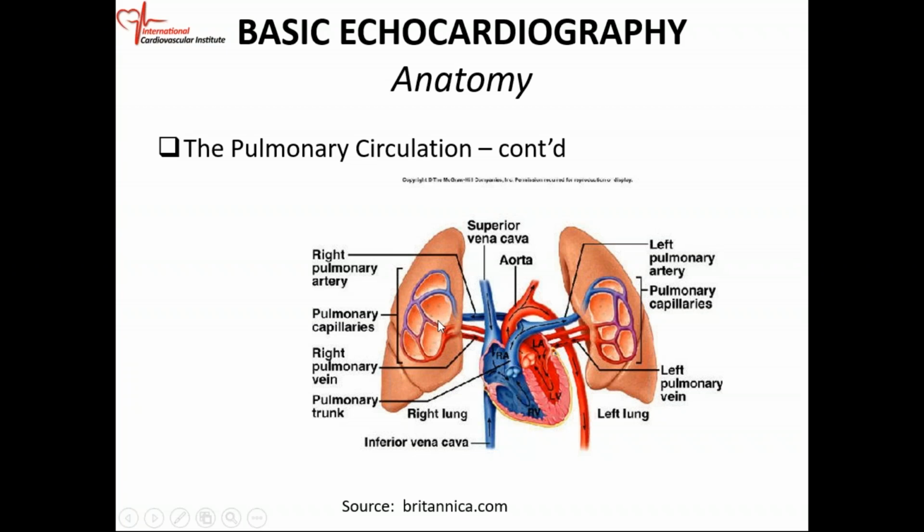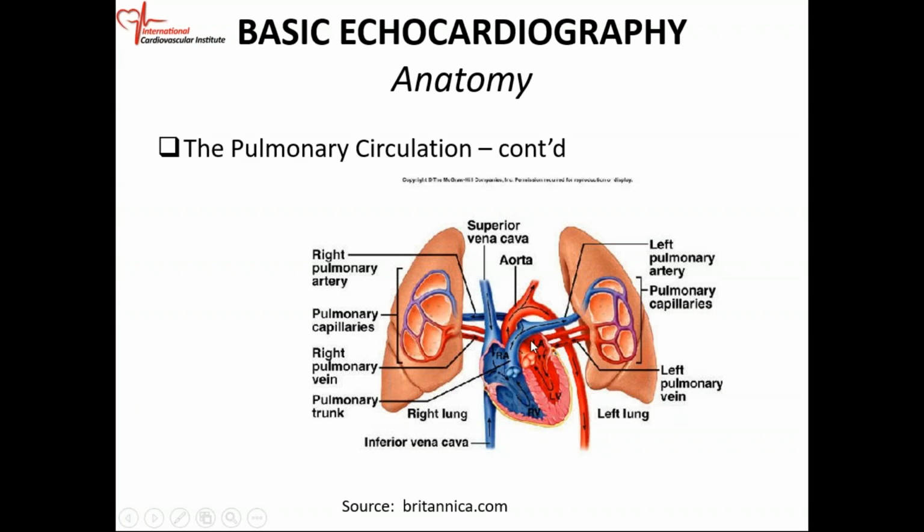And then the oxygenated blood is going to leave the lungs via the pulmonary veins. The pulmonary veins are going to take the oxygenated blood from the lungs and drain into the left atrium. You have four pulmonary veins, two on the left side and two on the right side of the left atrium. You have an upper and a lower. Four pulmonary veins drain into the left atrium.